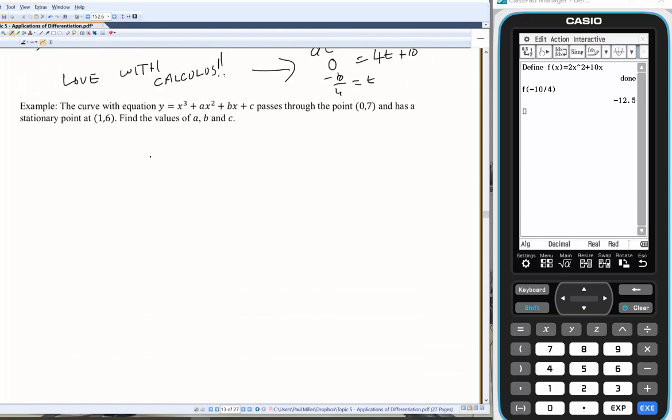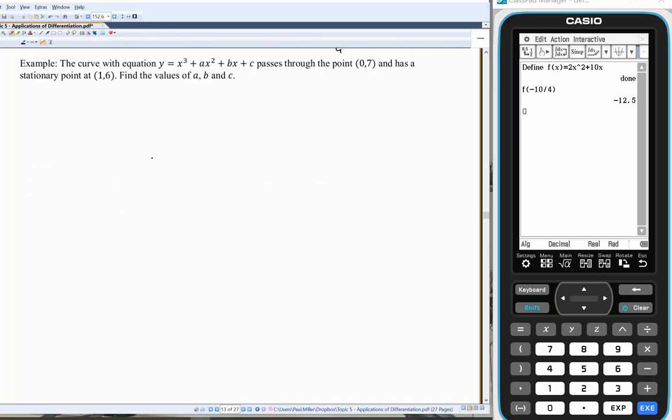All right, another application of stationary points. So we've got a curve with this equation and it passes through the point 0, 7. It's got a stationary point at 1, 6. And we've got 1, 2, 3 unknowns. Well, 2 unknowns because this is the y-intercept. So we're going to say straight away that c is equal to 7 and rewrite our function. Y equals x cubed plus ax squared plus bx plus 7. All right, now it has a stationary point at 1, 6. So I'm going to sub 1, 6 in.